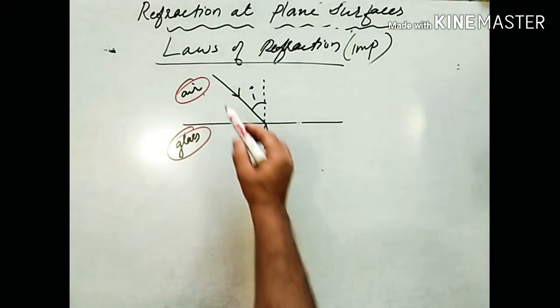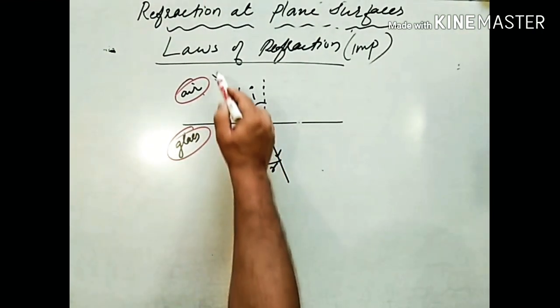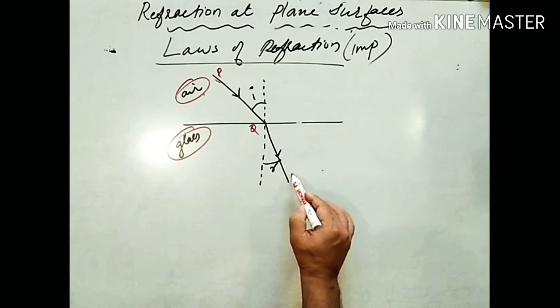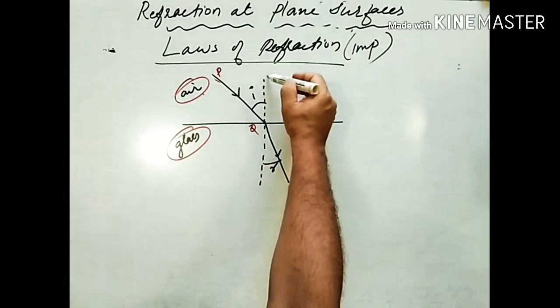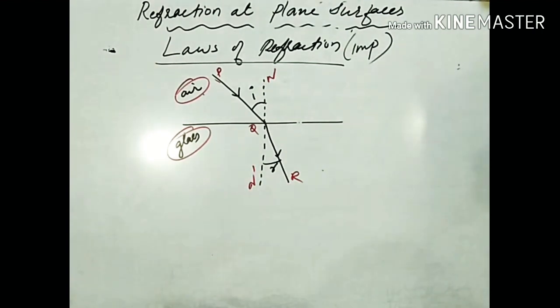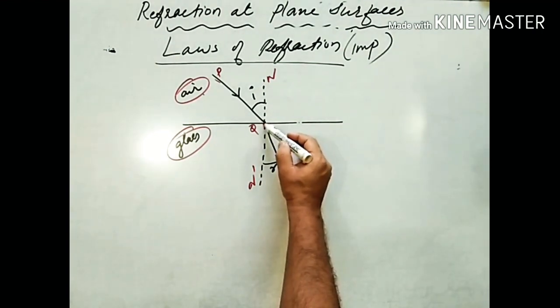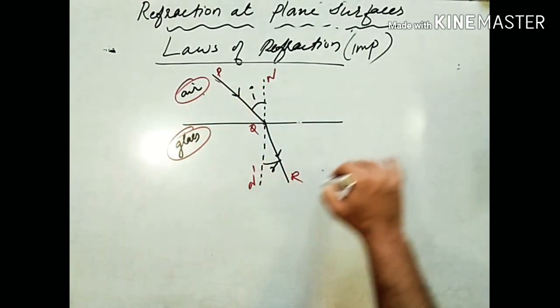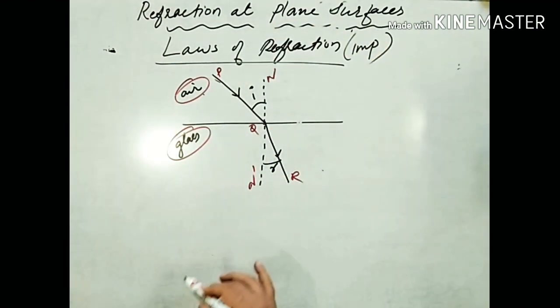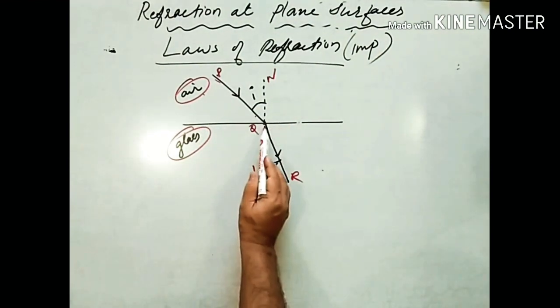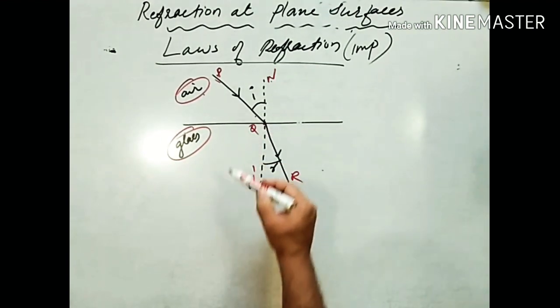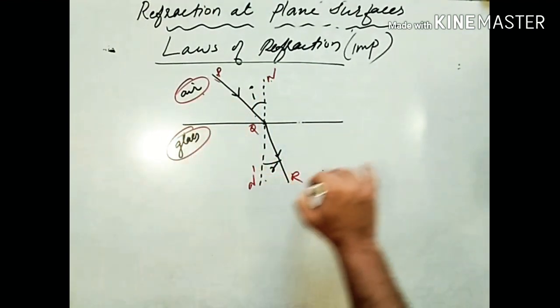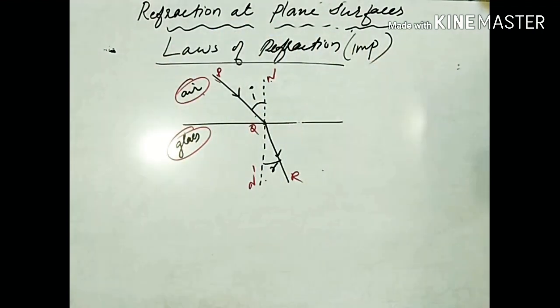So in this case, this is the incident ray PQ, and QR is the refracted ray, and N dash is the normal, and the point of incidence. All lie in the plane of this board. So we can say that the incident ray, the refracted ray, the normal and the point of incidence all lie in the same plane, the same plane of this whiteboard. That is the first law of refraction.